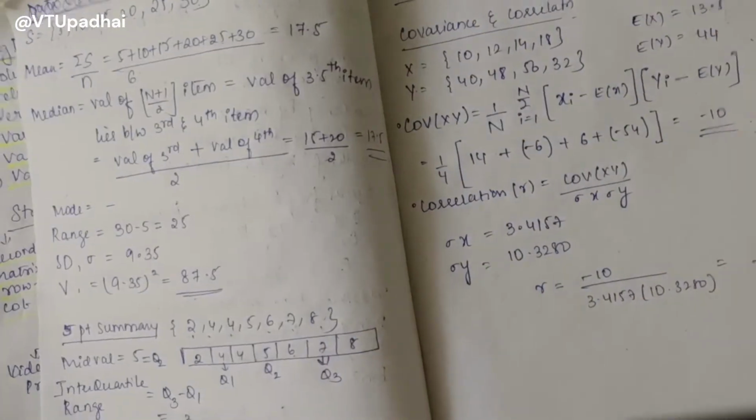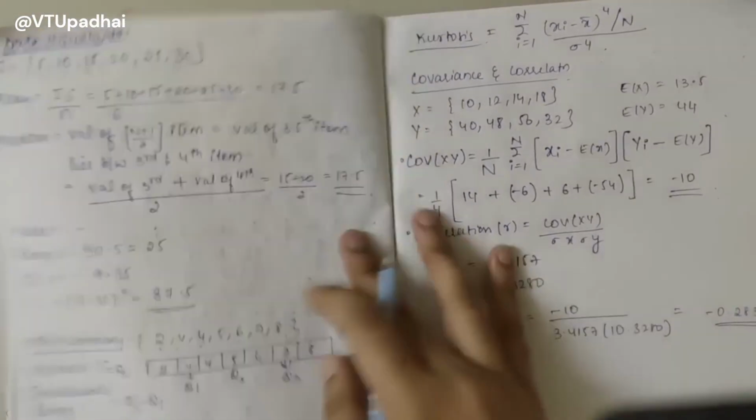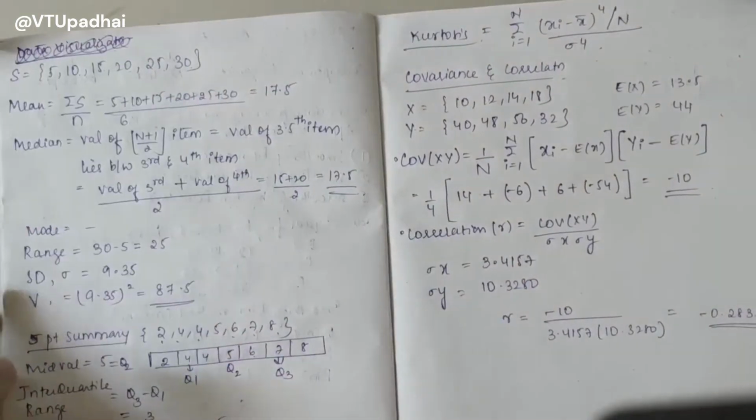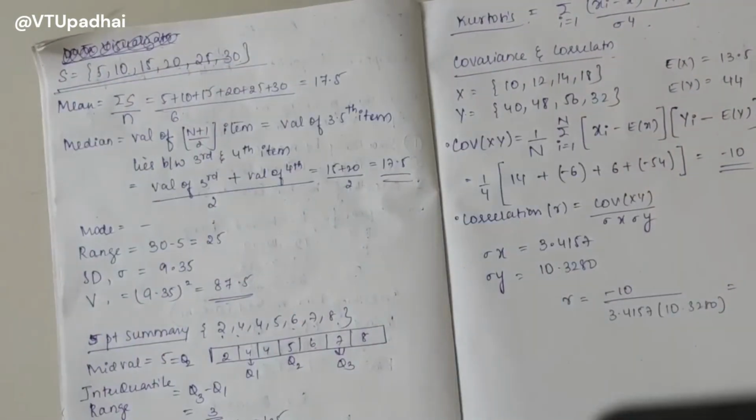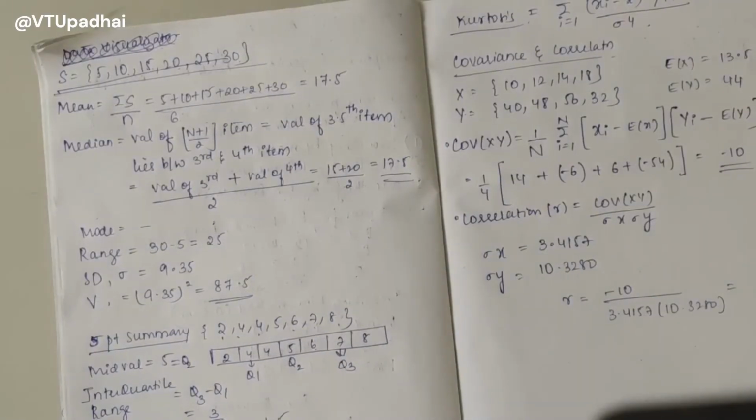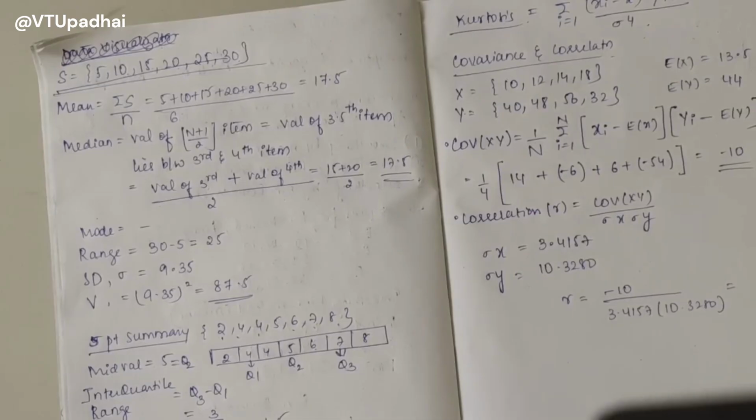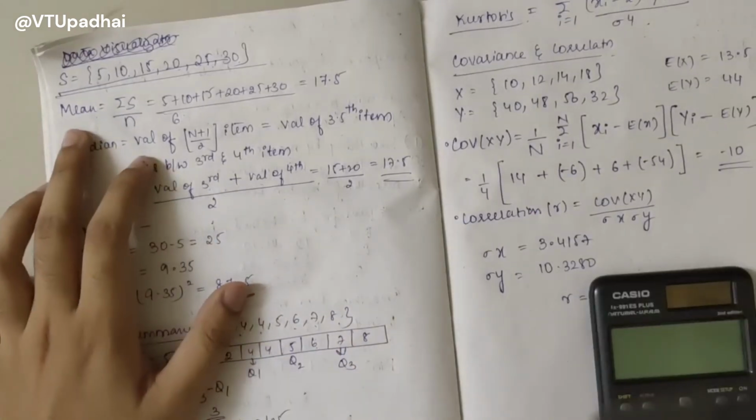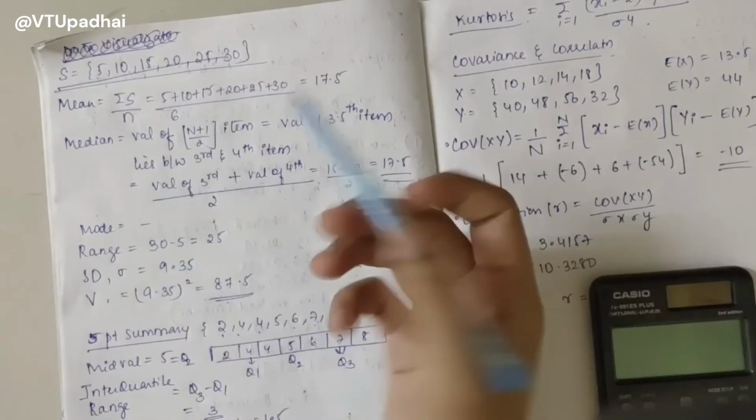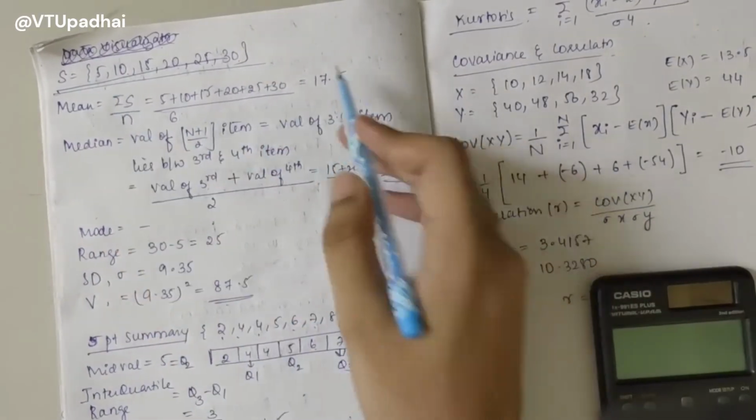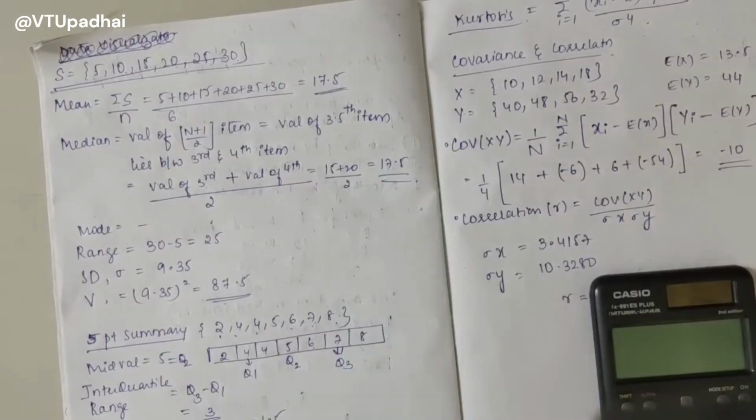Now we have only the problems here in the second module. So the first one we have is a set of data, the values are given here. We need to find mean, median, mode, range, standard deviation and the variance here. In order to find mean, I hope it is very easy: sum of all these divided by the number of values present here. So we can get 17.5 directly.